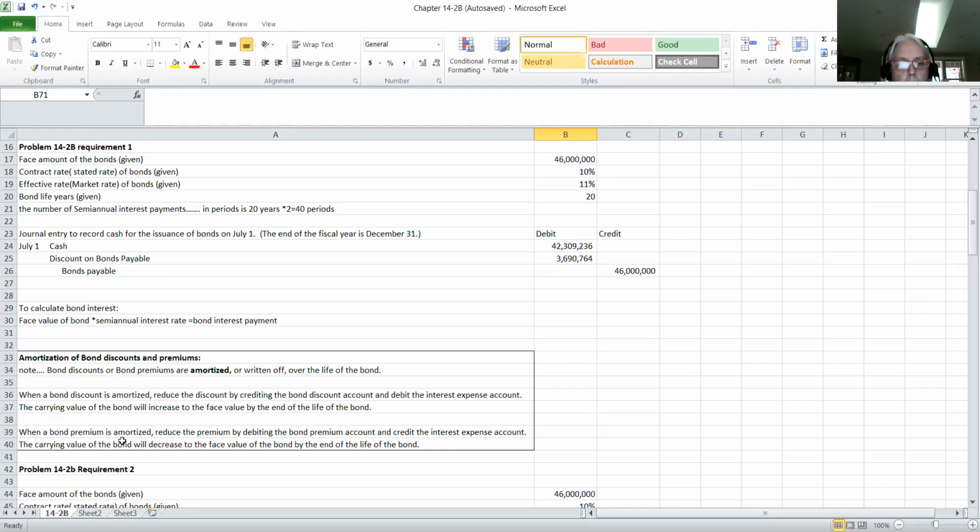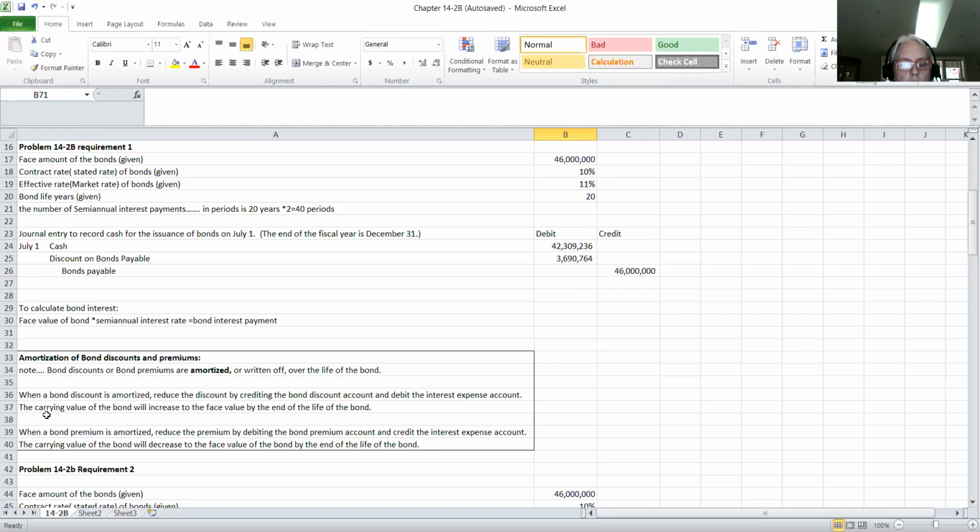If there were a bond premium that we were working with, in other words, if we sold the bonds for more than the face value, we'd have to record a bond premium. You'll remember the bond premium was an adjunct account, and it's added to on the credit side. So when we're amortizing the premium, we've got to reduce that premium account by debiting the bond premium account, and then we will credit the interest expense account. And that's how we would calculate the journal entry for amortization of a bond premium.